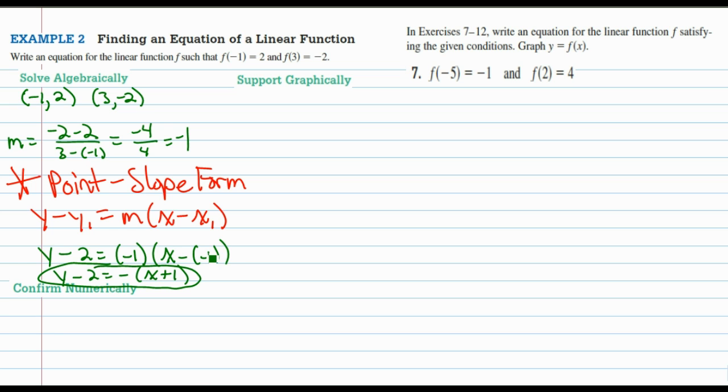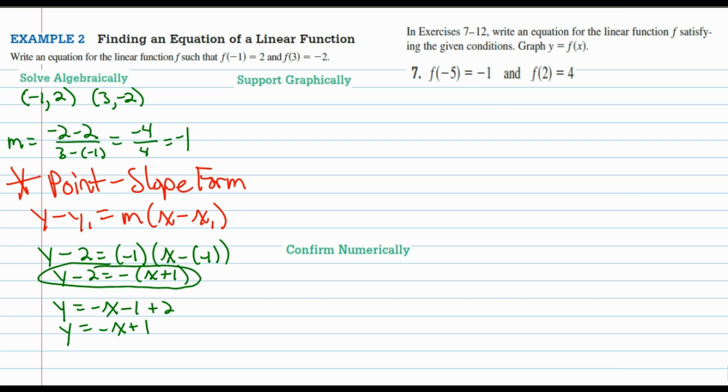Now you can distribute the negative sign and add 2 to both sides if you still like y equals mx plus b form. Let's do that just to show you. So this would be y equals negative x minus 1 and then plus 2 from the other side. So y equals negative x plus 1. The y-intercept should be 1.